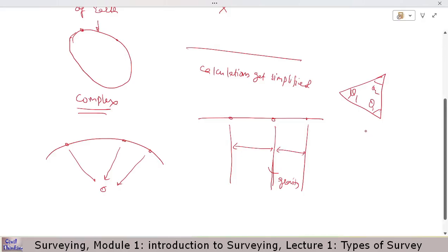The sum of angles in a triangle is 180 degrees, okay? Similarly, if we have a right angle triangle, you know this is the base, this is the perpendicular, then you can easily calculate the hypotenuse as base square plus perpendicular square, okay?